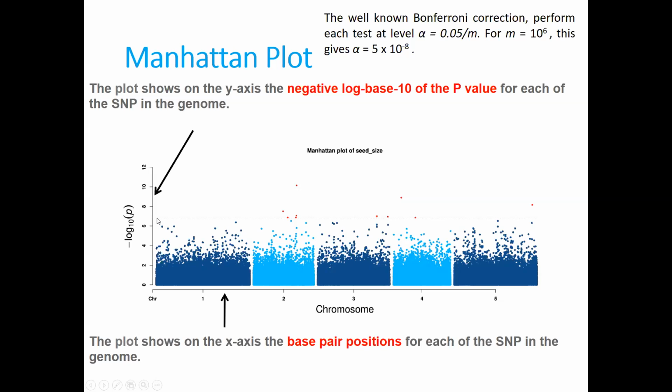For example, in this picture, the dashed line marks the threshold of the GWAS analysis, and the points above this line, we treat them as significant SNPs associated with the corresponding trait. Thanks everyone.